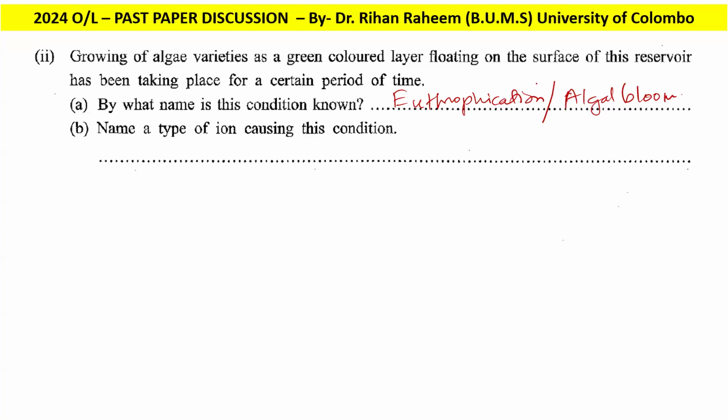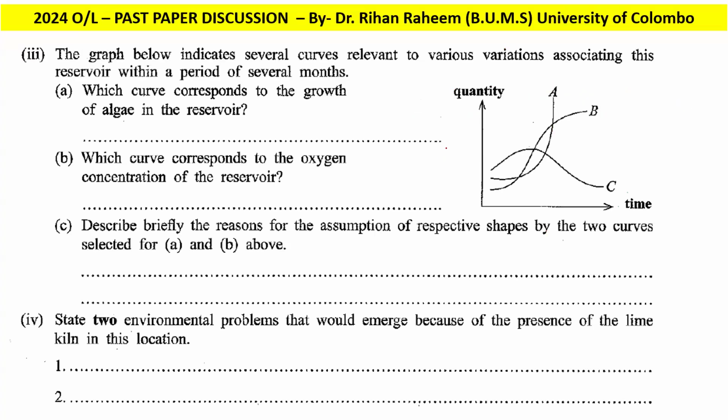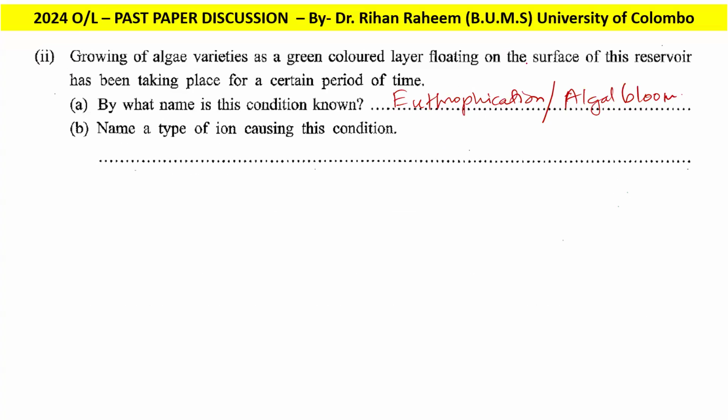Algal bloom is the growing of green colored organisms on the water surface. Due to that, what is being caused? Eutrophication. That is the environmental problem.